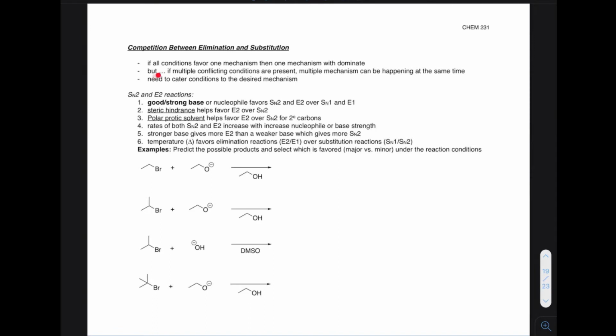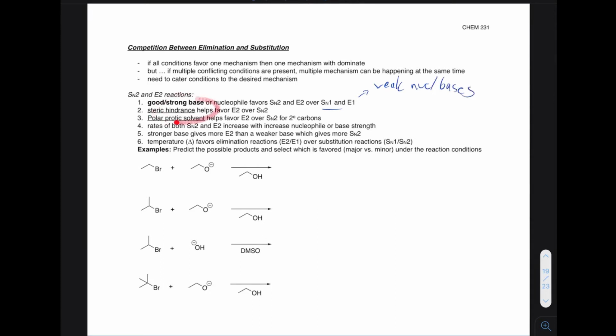So when we're considering these different reactions, if all the conditions favor one over the other, then we'll pretty much only have one product. But if there are conflicting conditions present, we might have a mixture, right, an equal mixture of SN2 and E2. So in general, for SN2 and E2 reactions, a strong base, which can also be considered a nucleophile, will favor SN2 and E2 reactions over SN1 and E1, right? Because with SN1 and E1, we typically have weak nucleophiles or bases.